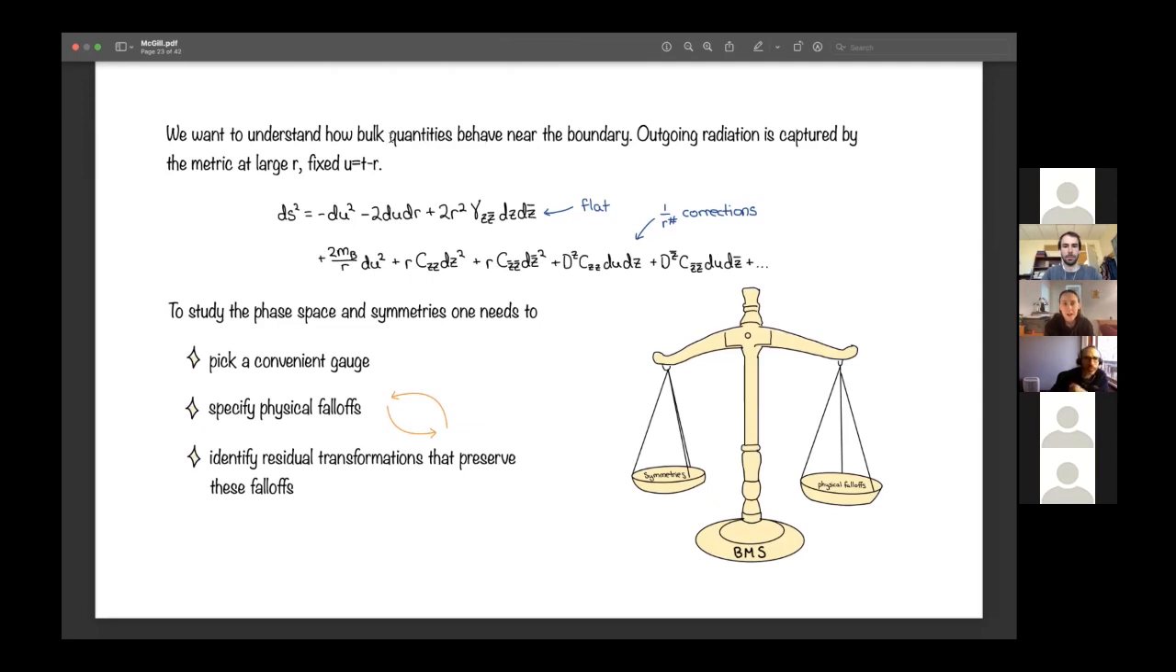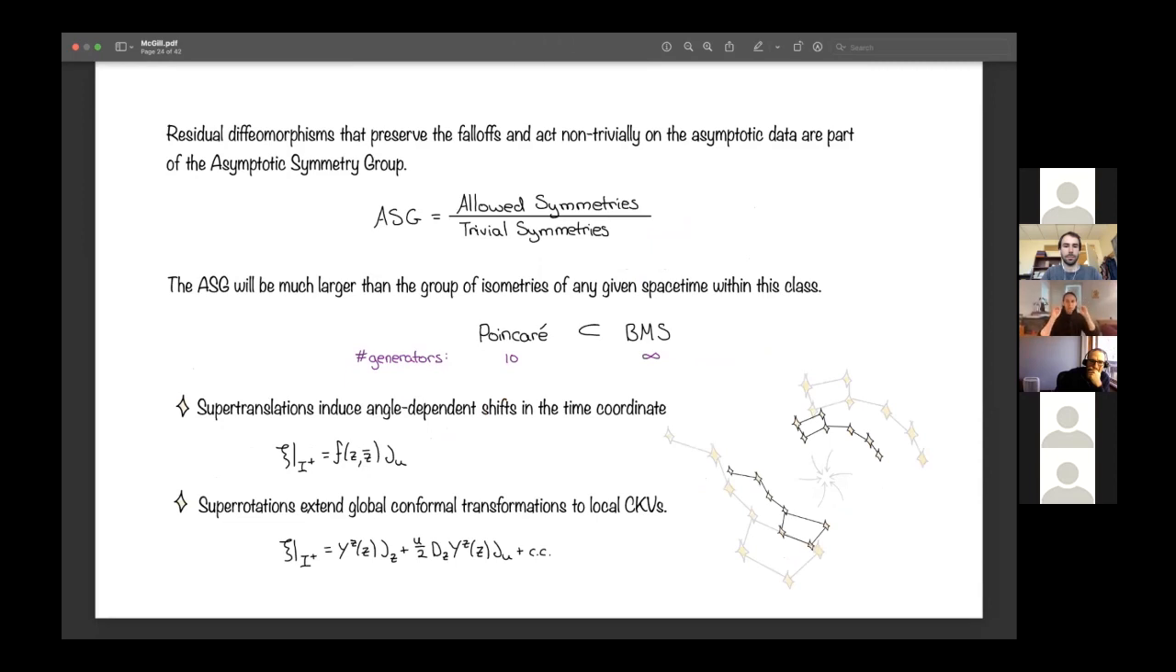Okay, so we want to understand how bulk quantities behave near the boundary if we really want to look at the asymptotic symmetry interpretation of these things, or going into the bulk. The outgoing radiation is captured near future null infinity, say, and we have a flat metric with perturbations around it. The way one would go about identifying the asymptotic symmetries in 4D is to pick a convenient gauge, which is Bondi gauge here, specify physical falloffs, which again are these orders in R contributions, and identify residual diffeomorphisms that preserve these falloffs. We can do the same thing in gauge theory. This is not graviton specific, and the same goes for the W infinity; you do the same thing for other spins, and Monica Pate and others have a nice paper on that. Okay, so the original statement, and this is where things come into question if we really look at the bulk picture of these asymptotic symmetries or other symmetry generators, is that normally for the asymptotic symmetry group, we look at allowed symmetries, which are the ones that are supposed to preserve these falloffs, and we mod out by trivial symmetries.